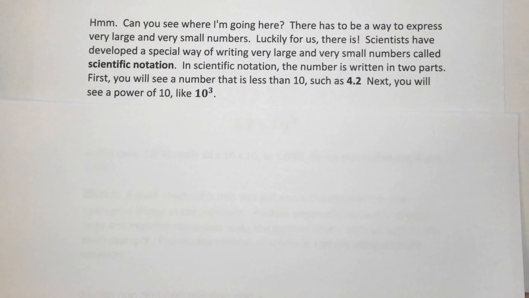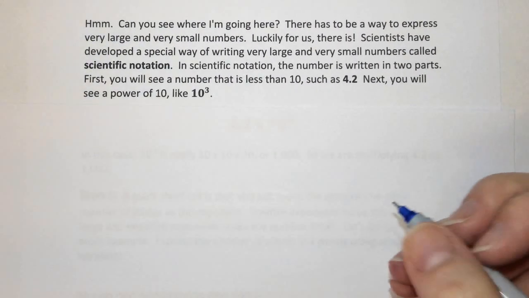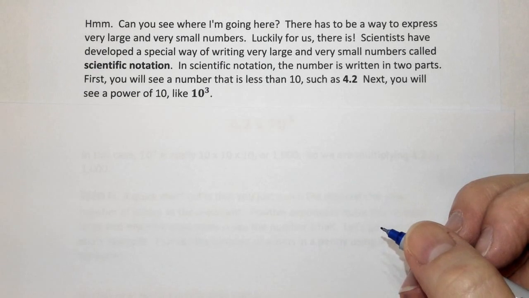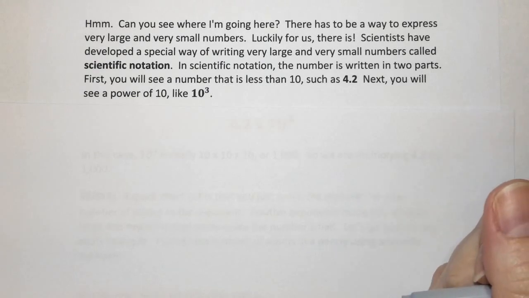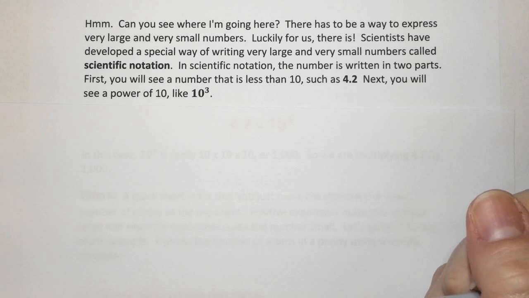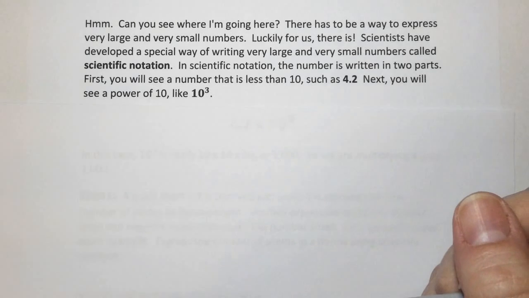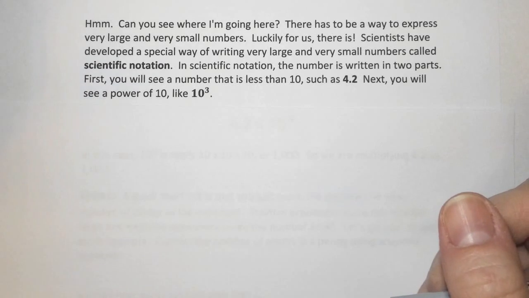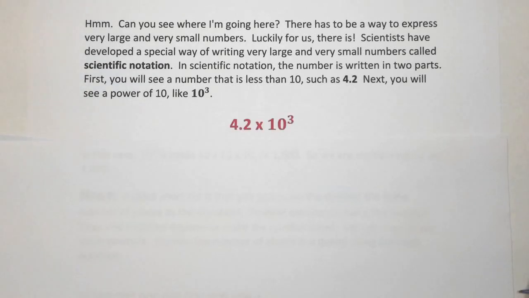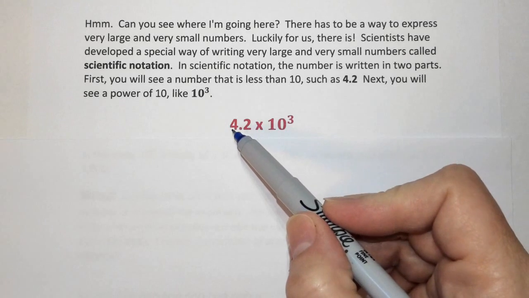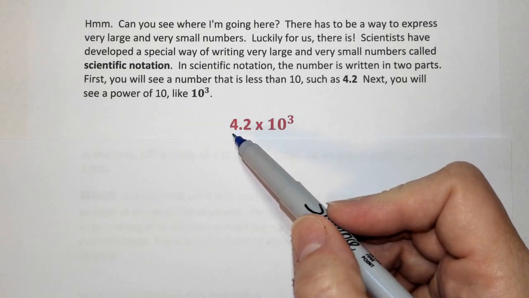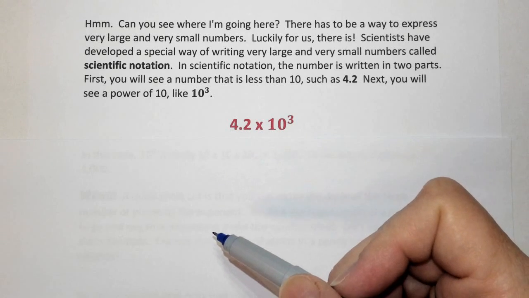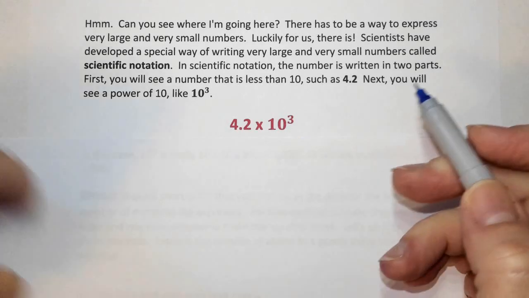So can you see where I'm going here? There has to be a way to express very large and very small numbers, especially in the field of science. And luckily for us, there is. Scientists have developed a special way of writing very large and very small numbers, which is called scientific notation. In scientific notation, the number is written in two parts. First, you'll see a number that is less than 10. It must be one digit to the left of the decimal, and has to stay less than 10. For instance, 4.2 is a number less than 10. And next you'll see a power of 10, like 10 to the third power.